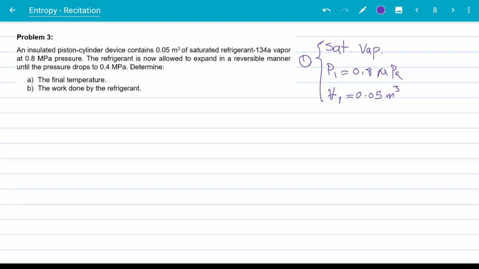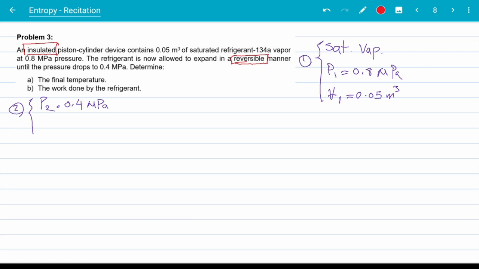What do we know about the final state? The final state, we know that we are dealing with pressure of 0.4 megapascals. We also know that problem says that the piston and cylinder is insulated. It also says that the expansion process is reversible.